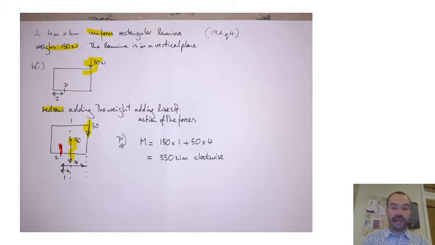So, add in the lines of action of the two forces. That one acts there, that one acts there, and it's the distances to the lines of action. It's not some sort of crazy diagonal distance. It's not this crazy diagonal distance there.